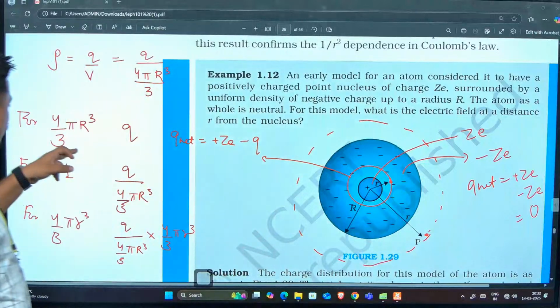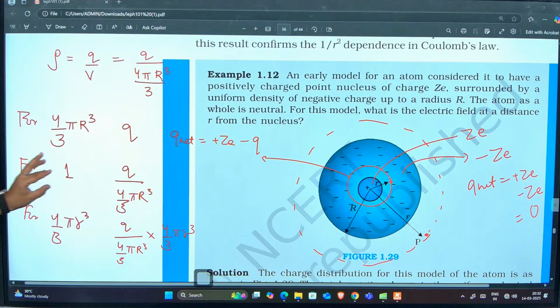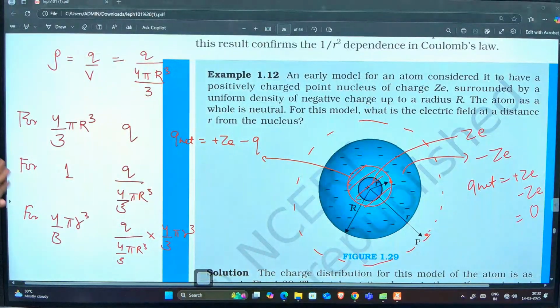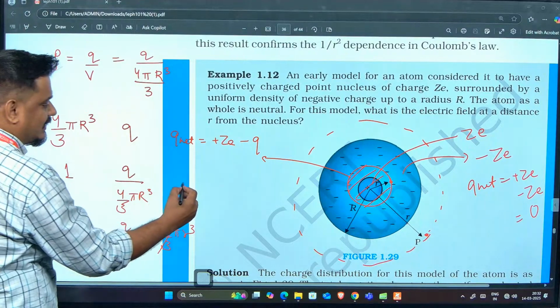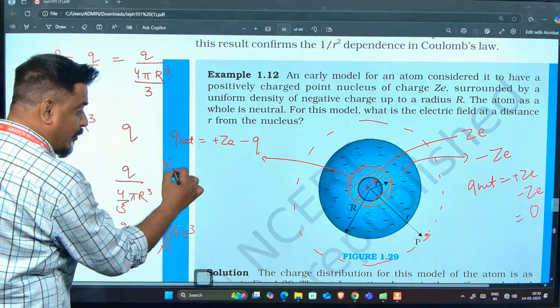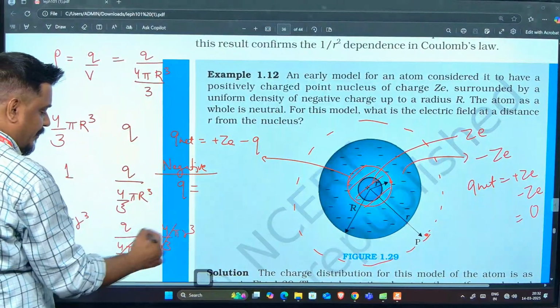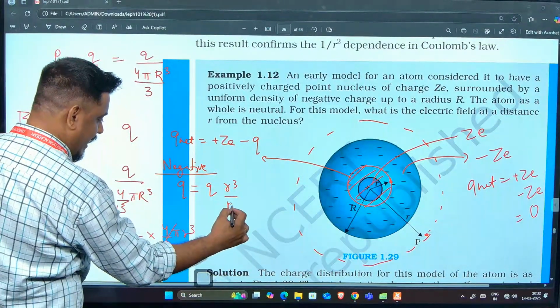For the full volume, charge is Q. For unit volume, charge is Q by this. And for this volume, 4 by 3 pi r cube, the charge will be, I am talking about negative charge alone, Q by this into this. 4 by 3 pi gets cancelled, and you get the value of the negative charge. I am only talking about negative charge. Please understand that. So negative q will become equal to Q times r cube by R cube. Do you agree with me?